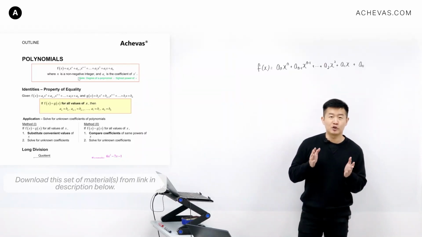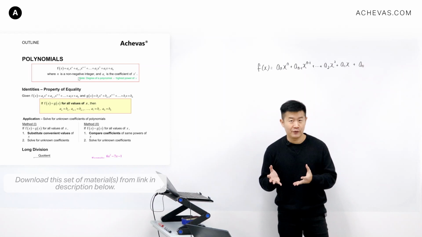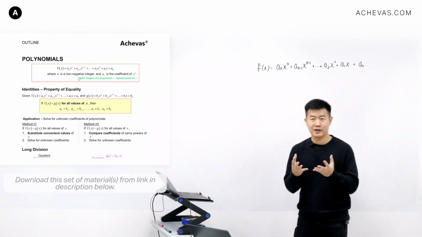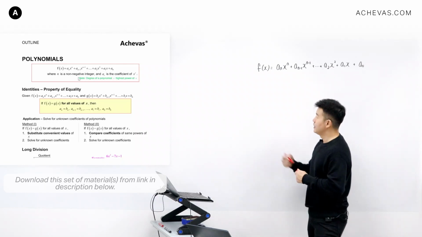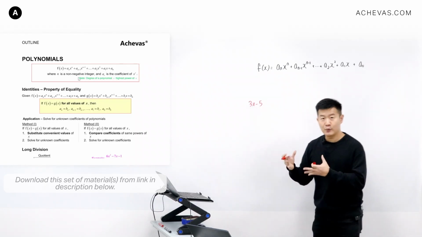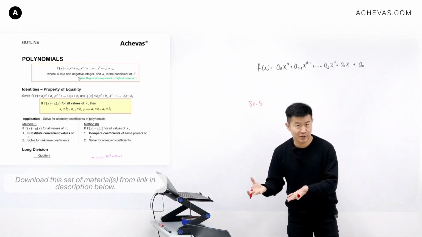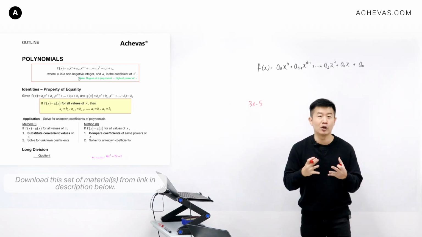In this chapter, we are going to talk about a specific kind of expression called polynomials. And in fact, we have been getting ourselves exposed to certain kinds of polynomials before. Let me show you some examples. Let's say we have 3x minus 5. 3x minus 5 is a linear expression, but this is actually considered a polynomial, a linear polynomial.